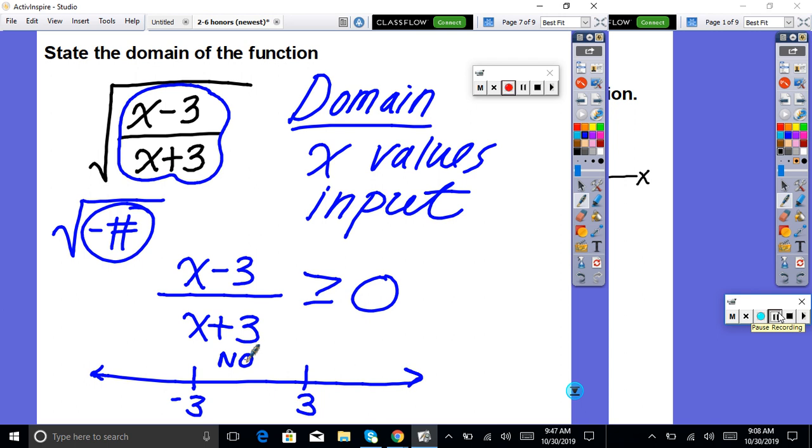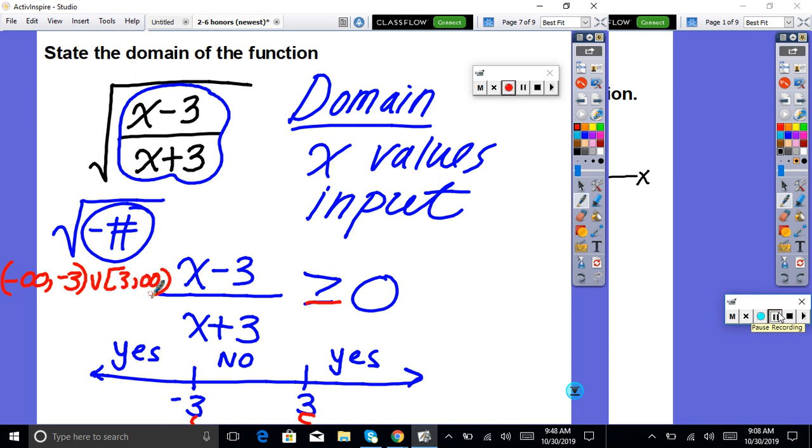On top is a negative, on bottom is a negative, which is a positive. Is a positive greater than 0? Yes. If we plug in 4, we get positive, positive. So is a positive greater than 0? Yes. Awesome. So our answer would be from, hey, but careful, let's actually check. Bracket or parenthesis? Parenthesis, because that's our restriction. This is a bracket because it's a 0 and it's including. Okay, great. So our answer is from negative infinity up to negative 3, parenthesis, union, bracket, 3 to infinity.